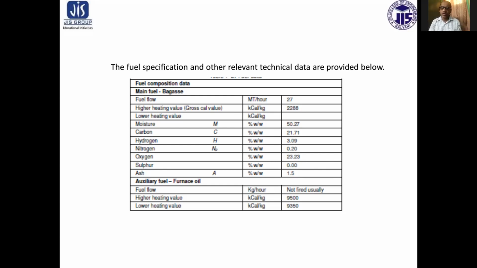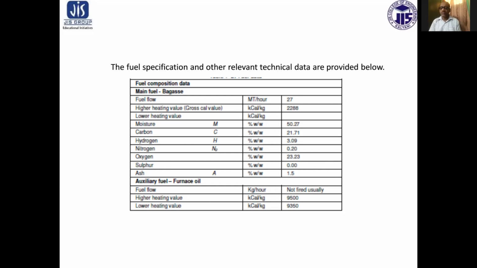Most importantly, notice that the moisture content is high in this type of fuel, that is 50.27% weight per weight of the bagasse. The carbon content is 21.71, hydrogen 3.09, and oxygen predominantly is there, that is 23.23, and ash content is 1.5.